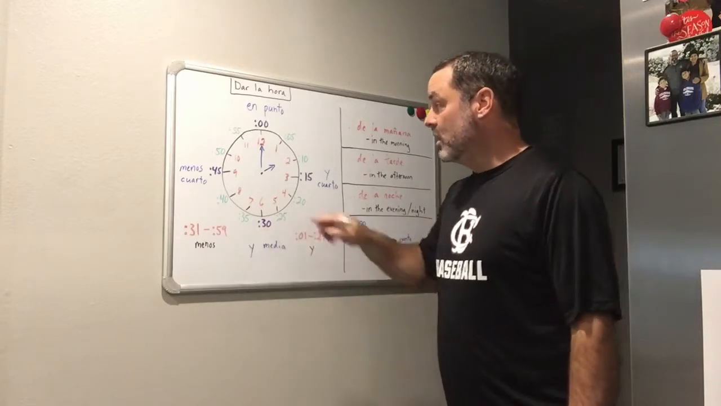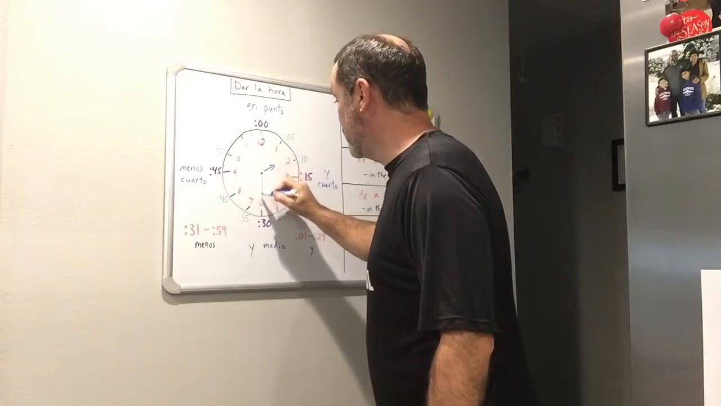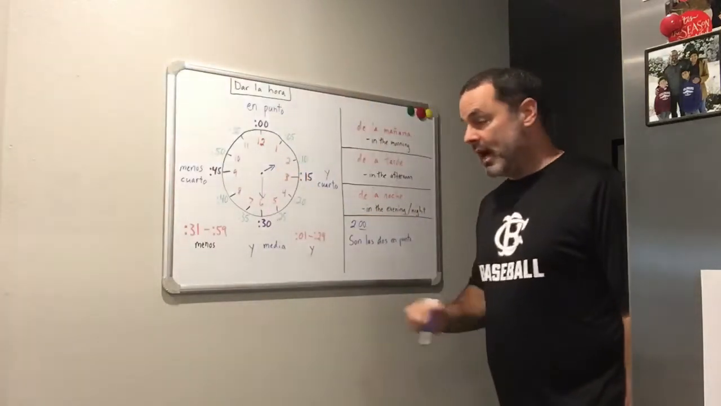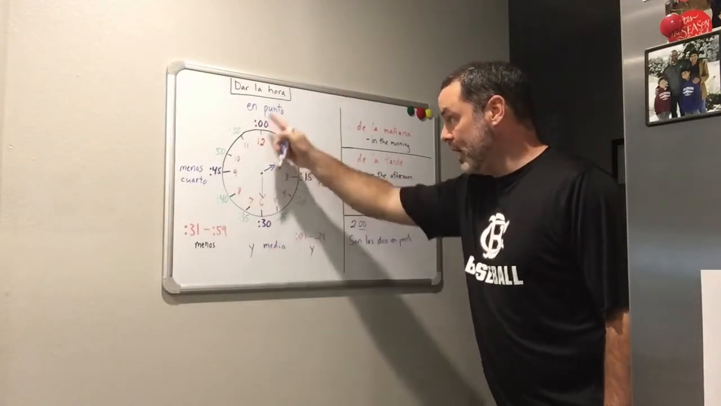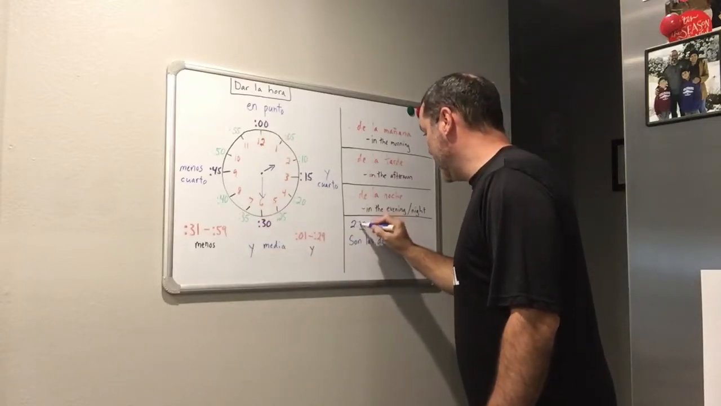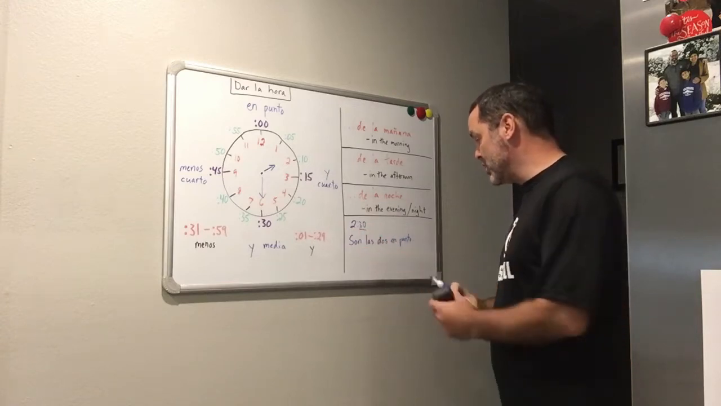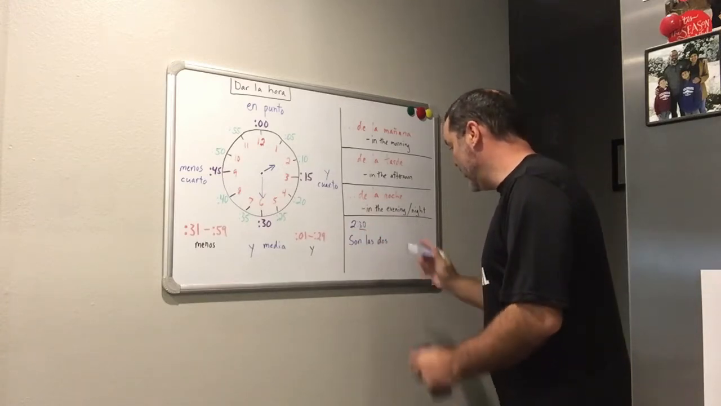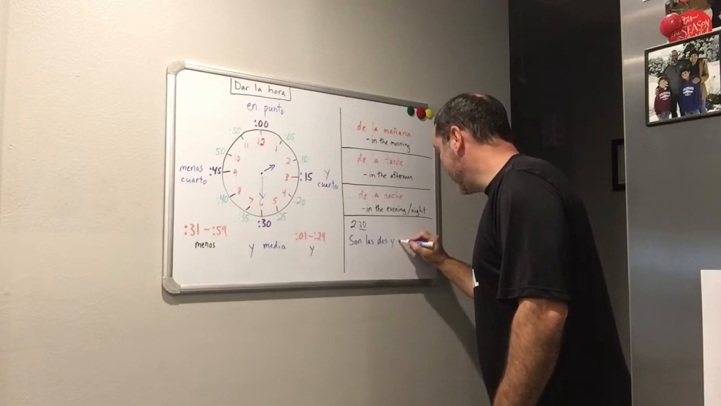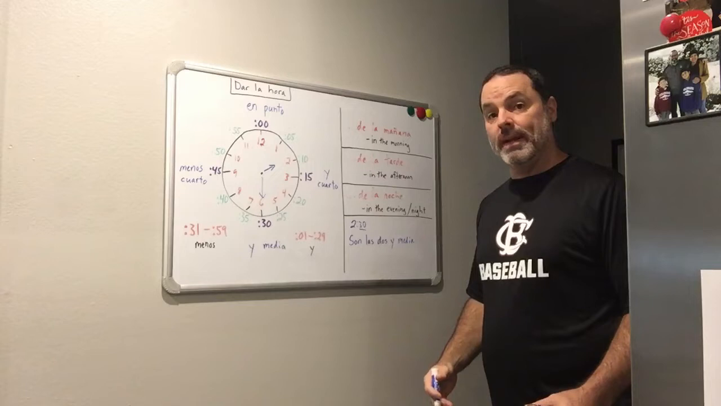If it's not on the dot anymore, and now all of a sudden it's 2:30, I would change en punto to y media. So now, again, here's my key. I'm looking at the minutes. 2:30. "Son las 2 y media." Okay, so now it's 2:30.